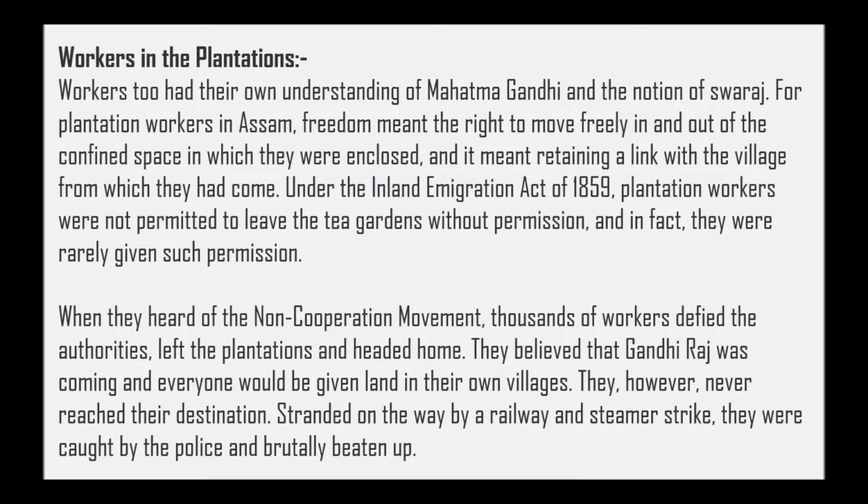Under the Inland Emigration Act of 1859, plantation workers were not permitted to leave the tea gardens without permission, and in fact, they were rarely given such permission. When they heard of the Non-Cooperation Movement, thousands of workers defied the authorities, left the plantation, and headed home. They believed that Gandhi Raj was coming and everyone would be given land in their own villages. They, however, never reached their destination. Stranded on the way by a railway and steamer strike, they were caught by the police and brutally beaten up.